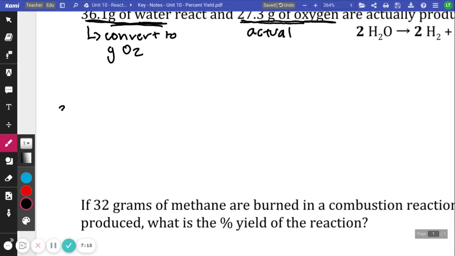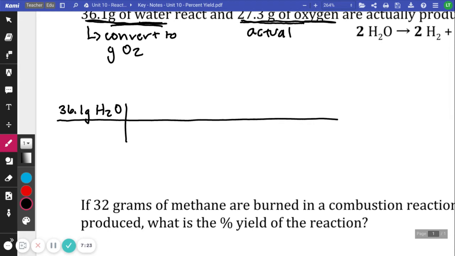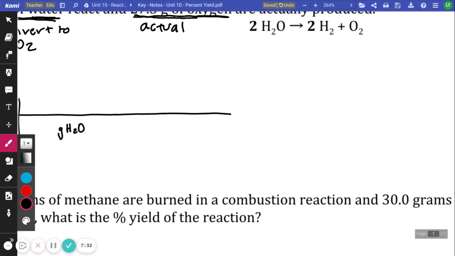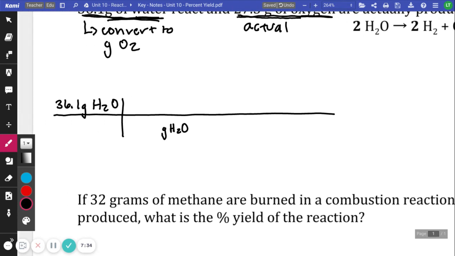Okay, so step 1, take what's given: 36.1 grams of H2O. Is grams of H2O what we want? No, it's not. So we're going to drop it low. We did have a balanced equation already, but where we're at in this problem now is getting to moles.